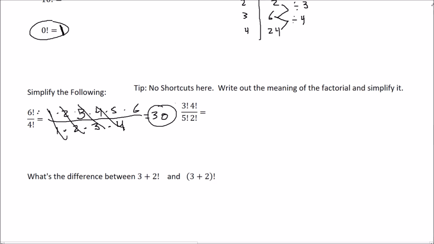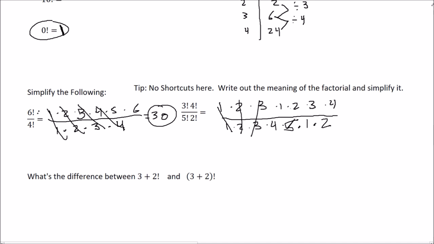Now, guys, that's how we're going to approach these, okay? So I'm going to do the same thing over here. 1 times 2 times 3, and then I have times 1 times 2 times 3 times 4, over 1 times 2 times 3 times 4 times 5, times 1 times 2. All right, 1s are dead, 2s are dead, 3s are dead. I have a 1 and a 1 right there. I have a 2 and a 2 right there.